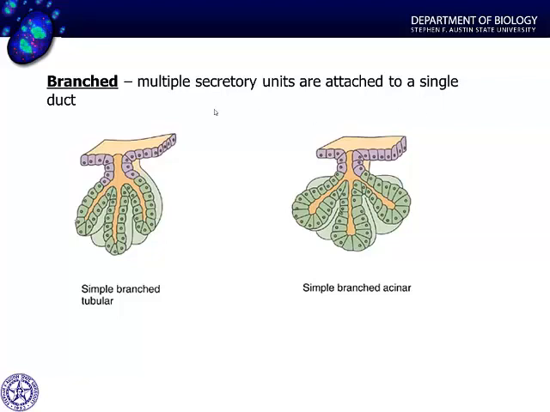But since you can see our parenchymal units in green, we have multiple units. This is tubular. Here we have acinar. And I'd almost describe this as tubuloacinar. But we have these three units on a single duct. So we're going to refer to this as simple because we have one duct, branched because we have multiple secretory units, tubular gland versus an acinar gland.